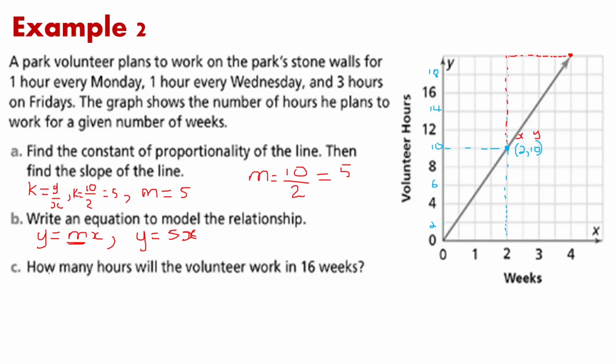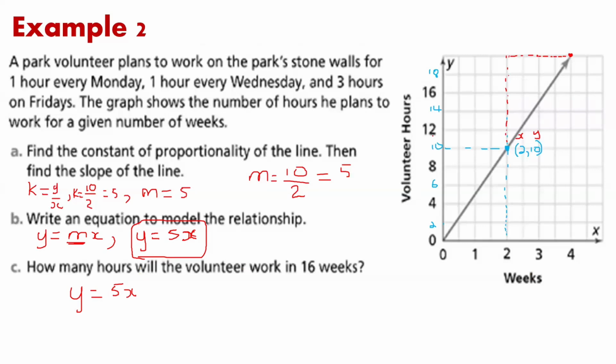Moving on to part C, it says, how many hours will the volunteer work in 16 weeks? To find the number of hours the volunteer will work in 16 weeks, we can use our equation. Because remember, the equation describes the relationship between the number of weeks and the volunteer hours. So let me just rewrite my equation here: y equals 5x. So all I need to do is substitute some values in this equation to find how many hours the volunteer will work in 16 weeks.